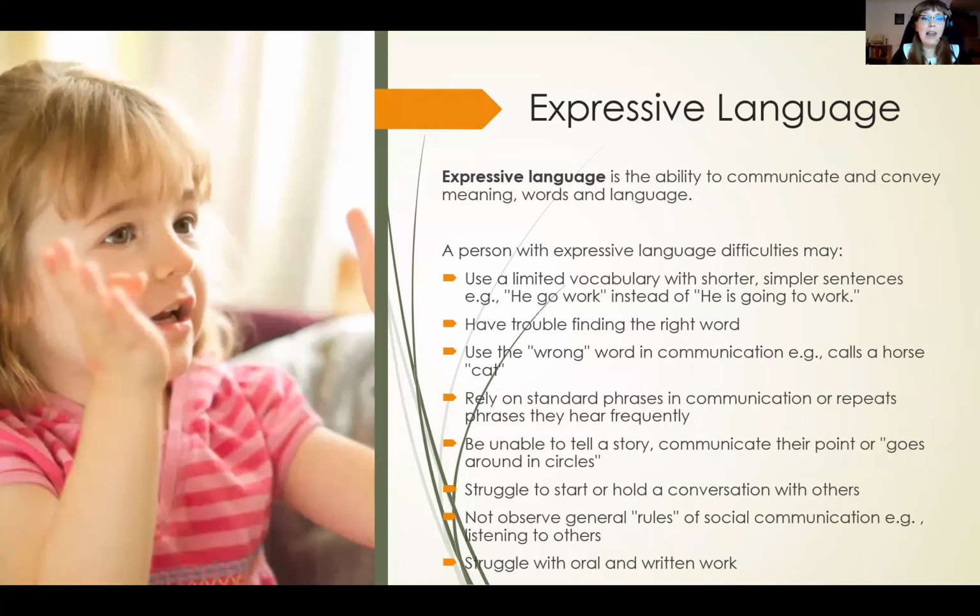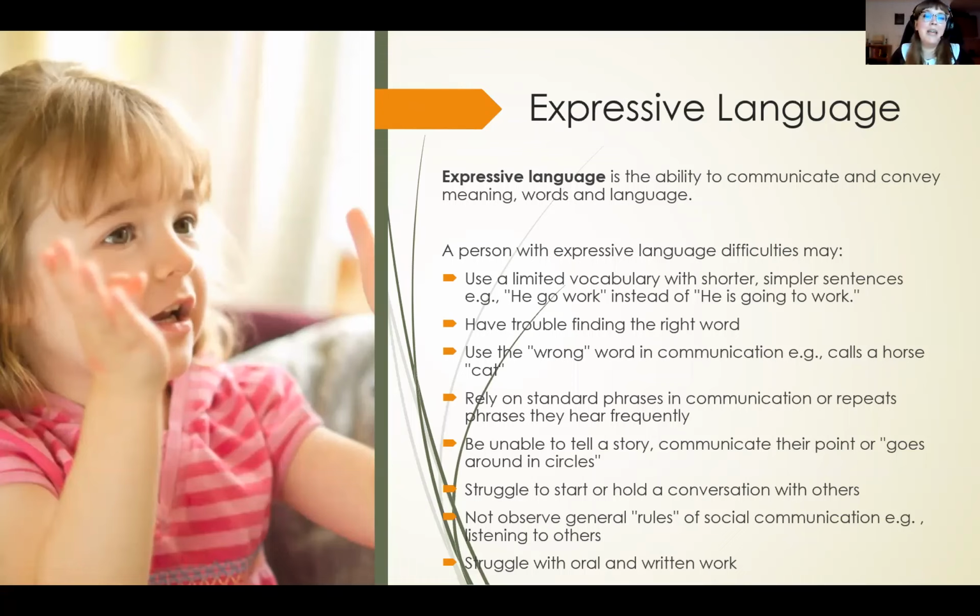They will maybe rely on standard stock phrases in communication or repeat phrases that they hear frequently. So if you have a child that repeats phrases from a television or a song or something they hear their parents saying, they may use those as standard phrases. It's nearly like a little comfort blanket that they can rely on. They might be unable to tell a story or communicate their point, or go around in circles. So if you've ever asked your child, "How was school today?" and you get "Good," that child may have an expressive language difficulty, or they may not be interested in talking to you that day.